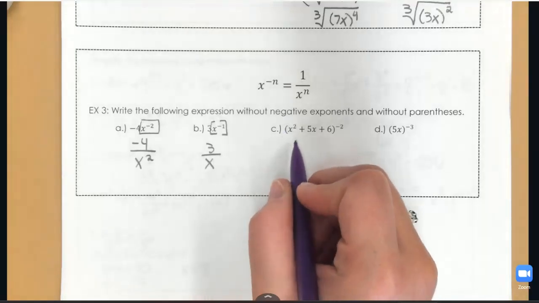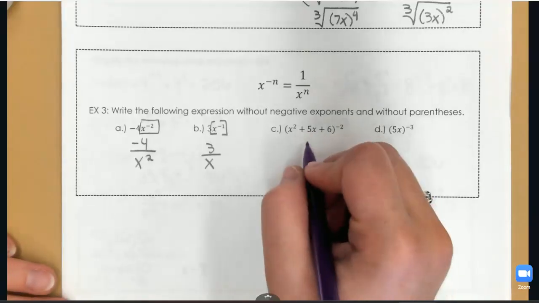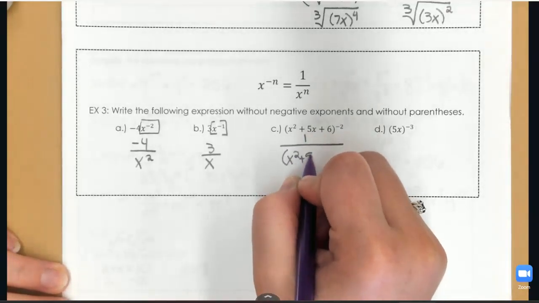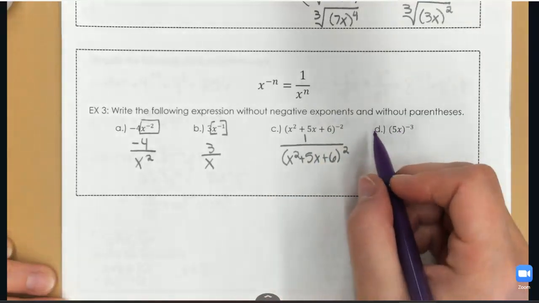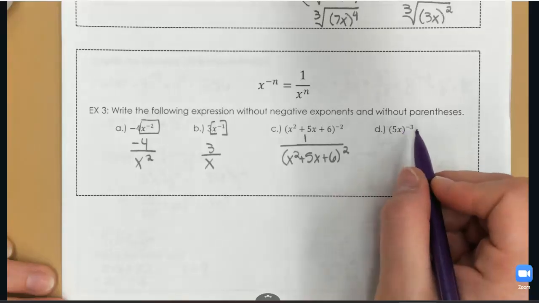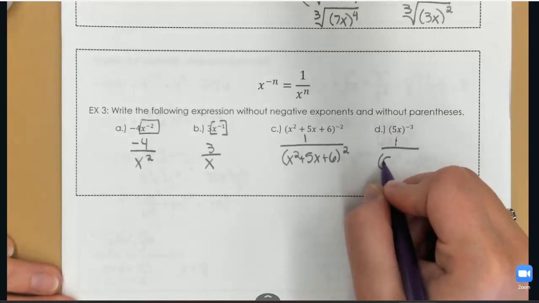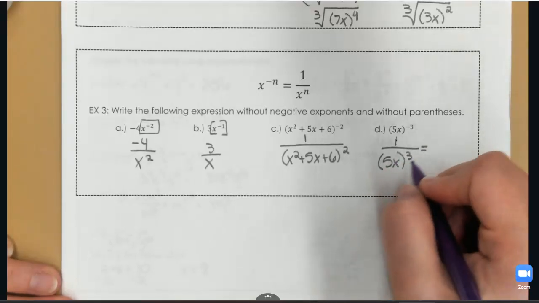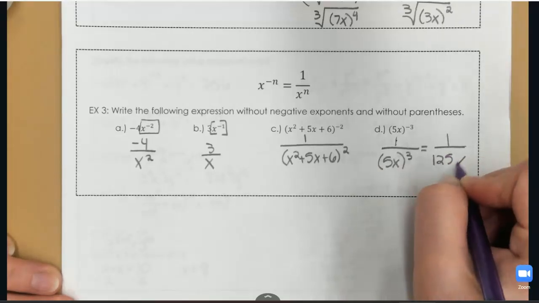Now on c, I've got parentheses around this whole thing, so that means the entire thing is being raised to the negative 2 power. So I'm going to move the entire thing to the denominator, and then that will make my exponent positive. And then on d, now the 5x is in parentheses, so both parts need to move to my denominator. So it's 5x to the third power, which we could distribute out. 5 to the third power is 125, and then I would have x cubed.